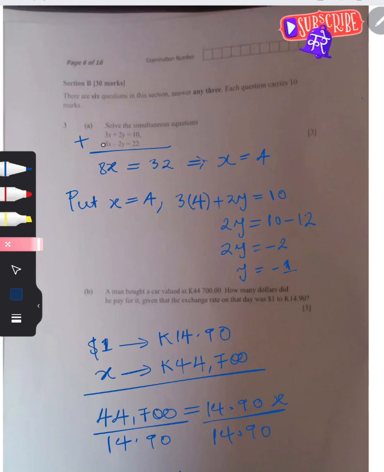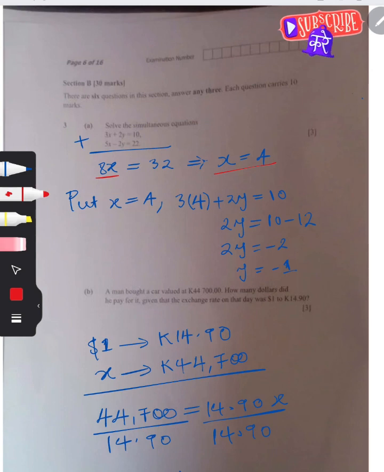So by adding the two equations, 3x plus 5x is 8x. Okay. 3x plus 5x is 8x, then 2y minus 2y, or 2y plus negative 2y is 0, so I don't write anything. Then 10 plus 22 is 32. We can divide throughout by 8 and get x is equal to 4.